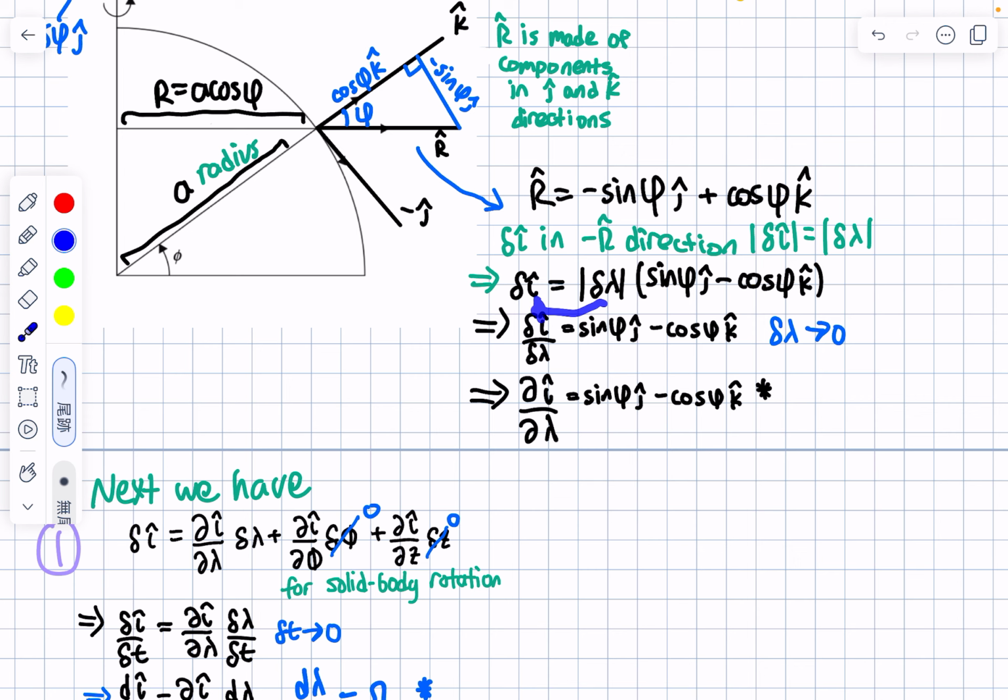Now we can move the delta lambda to this side. We get delta I over delta lambda is equal to sine phi j minus cos phi k. And we can take the limit as delta lambda goes to 0, so making it infinitesimally small distance between one angle and the next angle. And this will give us partial I partial lambda is equal to sine phi j minus cos phi k.